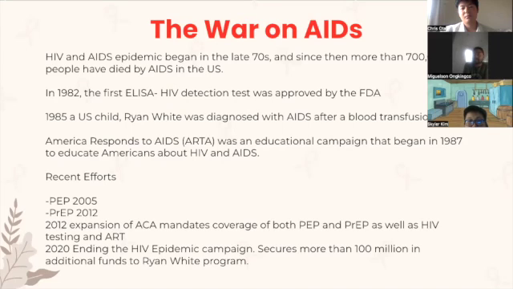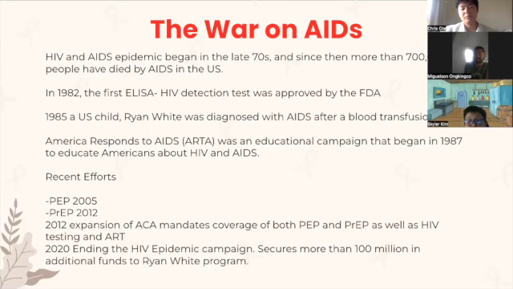So from an epidemiological standpoint, I wanted to show you what the country as a whole has done in terms of interventions and prevention of HIV. The HIV and AIDS pandemic began in the late 70s. Since that period, more than 700,000 people have died in the US. Some of the efforts that the US government implemented were that they developed the first ELISA test to detect HIV, so that HIV patients could be screened earlier.